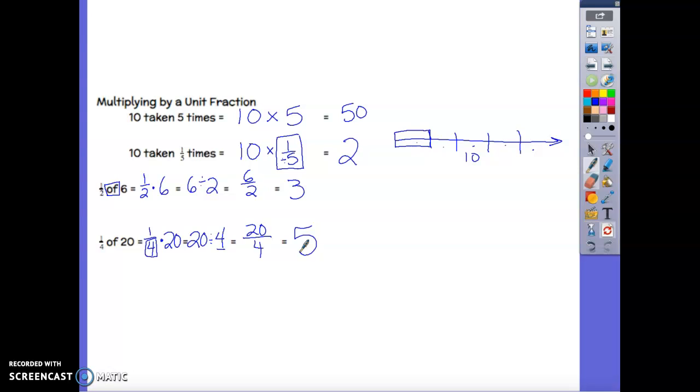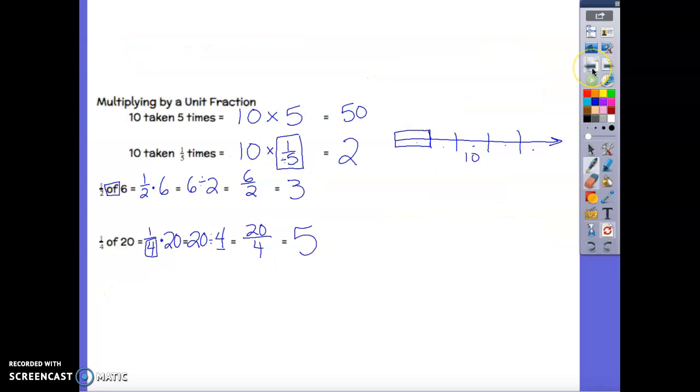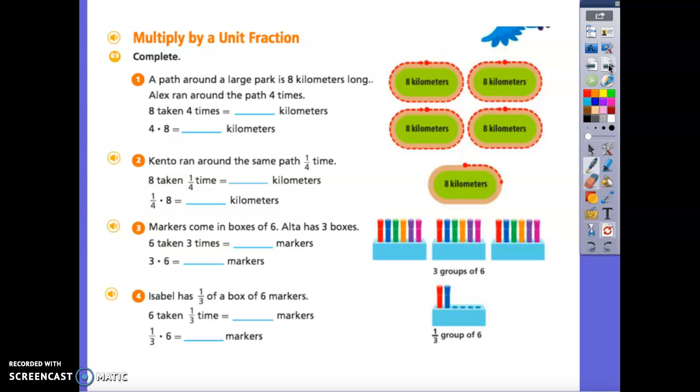What you're going to do to practice this is work on page 83 in your workbook. Notice these first 4 problems on page 83 in your Sugar Glider workbook look exactly like the first 2 problems on our notes. So if you were going to do 8 taken 4 times, that's the same thing as doing 8 times 4. Notice they ran 8 kilometers 4 times. That would be 32 kilometers, which is the same thing here. You guys are going to finish the rest of those 3 problems.